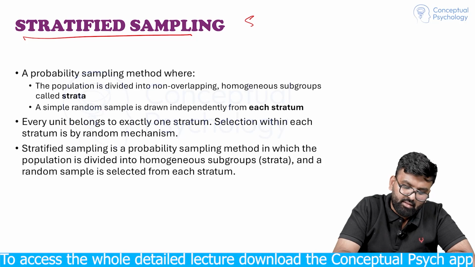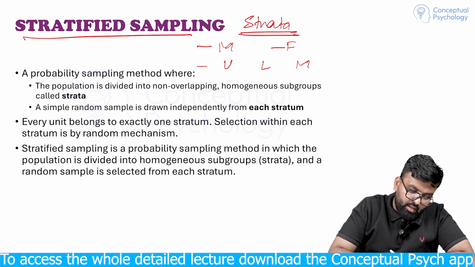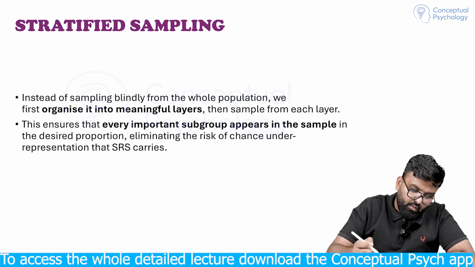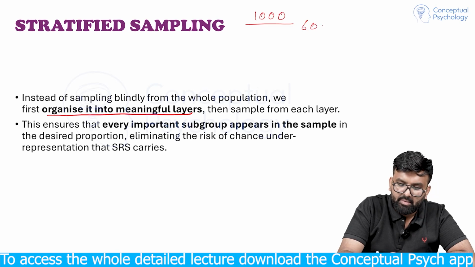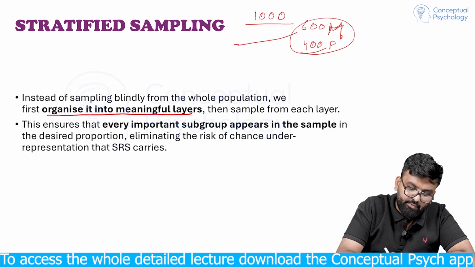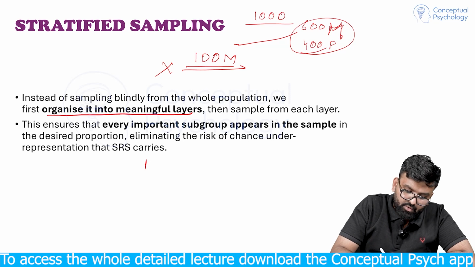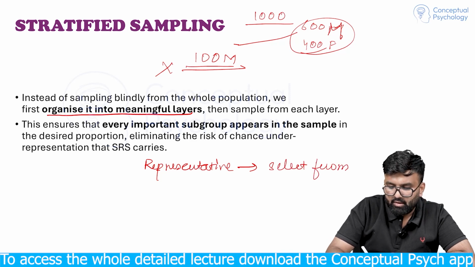Then stratified sampling, we studied that there are strata, like males and females. Gender strata is there. Upper income, lower income and middle income group. So there is another strata. Every unit belongs to exactly one strata. या तो individual जो P1 है, person 1, वो या male होगा या female होगा. Instead of sampling blindly from the whole population, we organize them into meaningful layers. Suppose there are 1000 students and 600 are male and 400 are female. So instead of randomly taking, कि हम सिर्फ और सिर्फ 100 सैंपल लेना है और उसमें से हम सारे मेल्स ले लेते हैं, it will not be representative. To make it more representative, we select from each strata or subgroup.